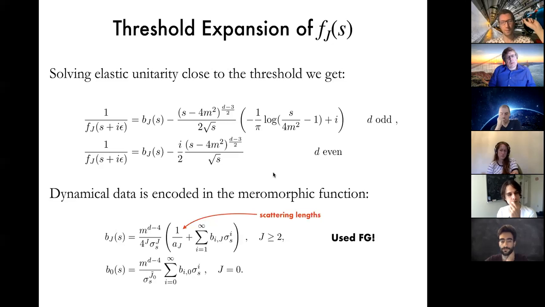But anyhow, on this slide, we solved elastic unitarity close to the threshold. All the dynamical input is in these coefficients, b_j, a_j, and here also for the scattering length of spin 0, it's a little bit subtle, but essentially, again, you have a few parameters.